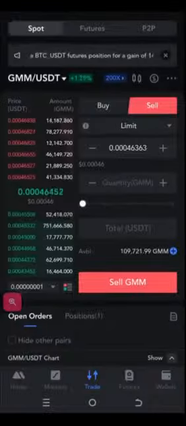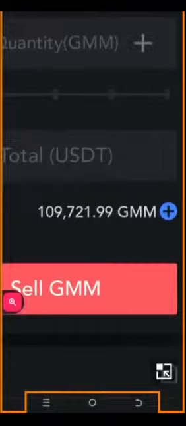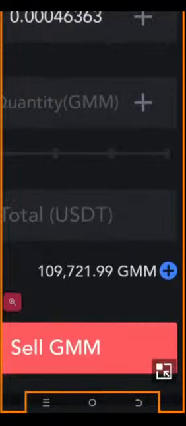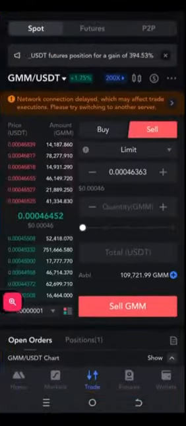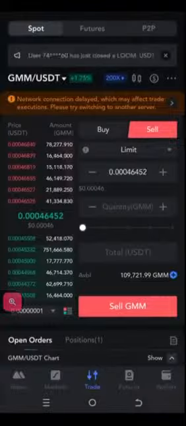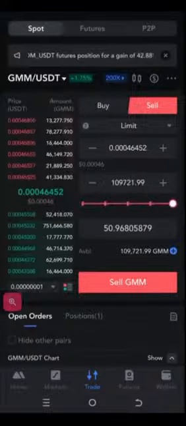All right, it's here. As you can see, we've got our money here. That's 109,721 GMM. Okay, so let's go quickly and set our sell limit. But let's just quickly see if we just want to sell outright, right? What is that going to give us? Okay, so let's put the entire 100%. Oh, this is 50.96. So that means if I click on sell, that's going to put me in the queue.